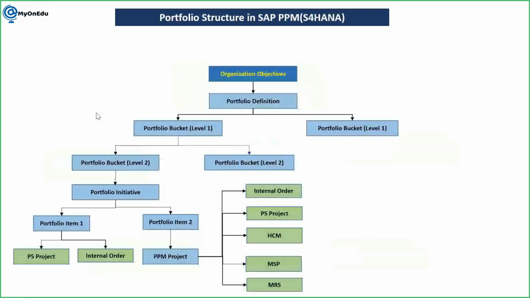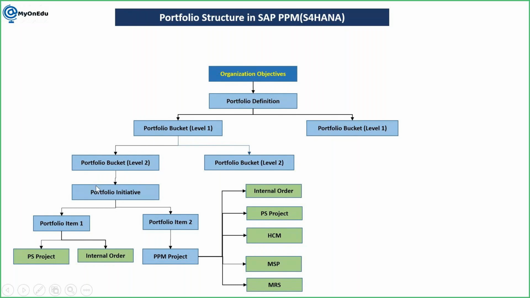This is a complete understanding of the flow of data in PPM, the portfolio structure in SAP PPM. So we have organization objectives. We are defining the portfolio definition. We have buckets, and then buckets are again segregated into the next level of buckets. And whenever we submit a proposal in PPM, we submit it as an initiative.